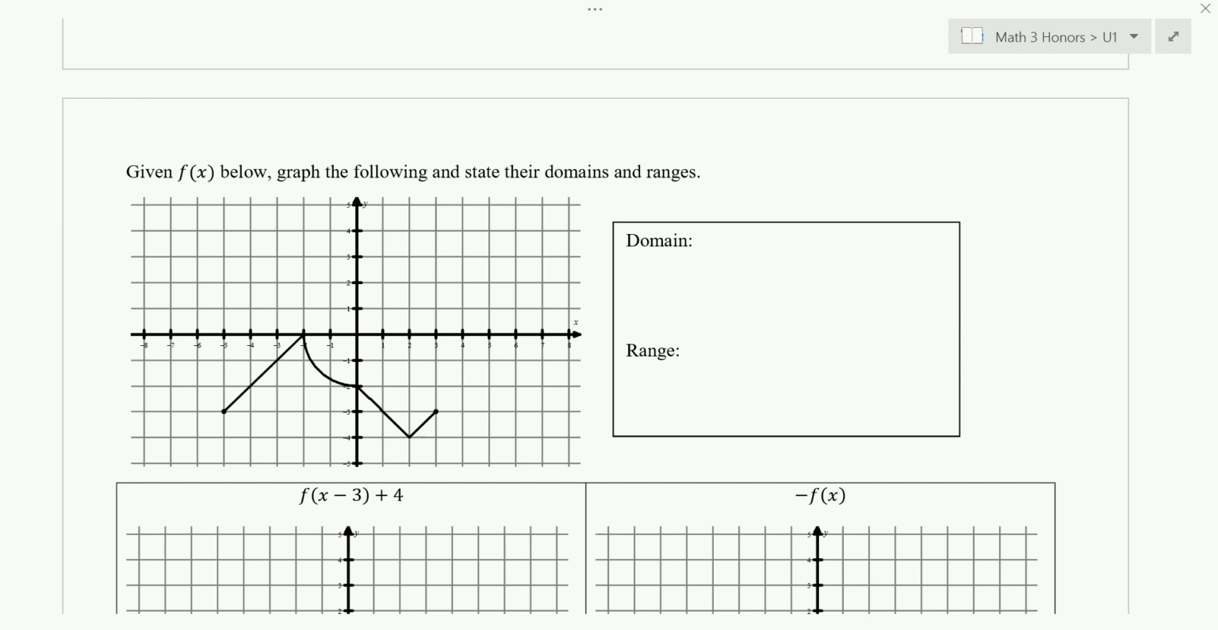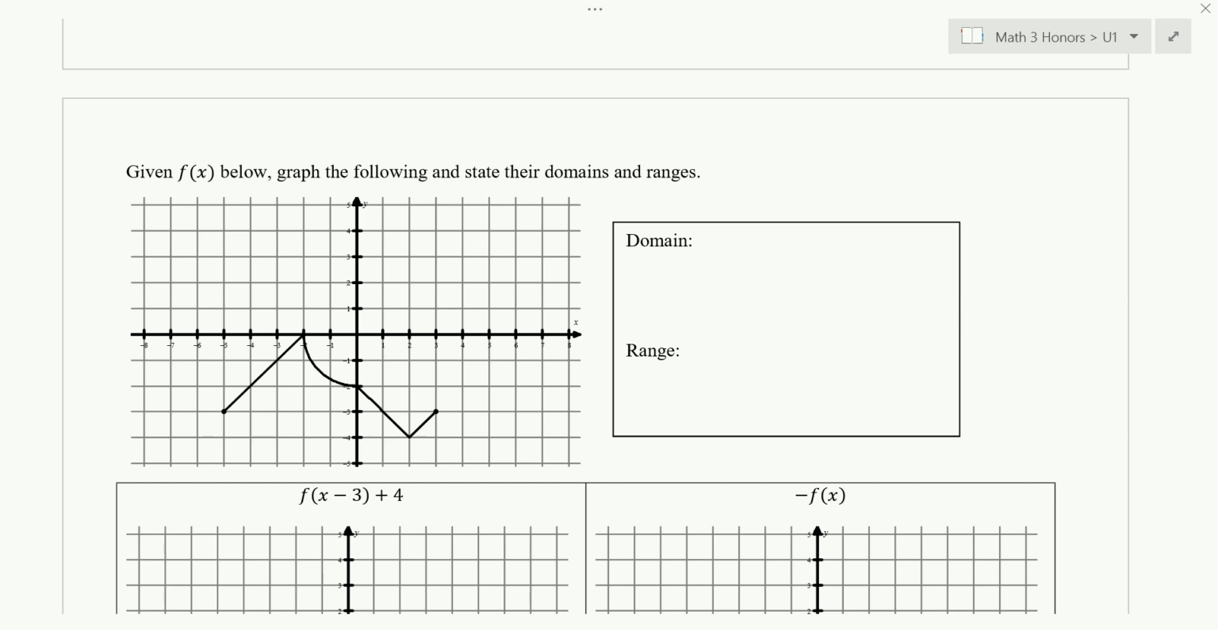So that's why we want to get good at the individual parts before we start to piece it together. Here, we're just giving you the function, and we're doing some kind of translation or reflection. So it's going to be a little easier today. But let's start with the domain and range.